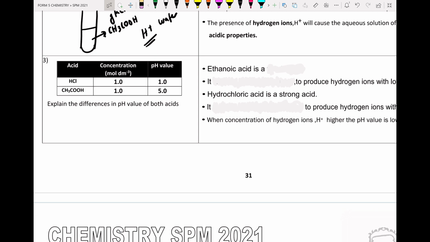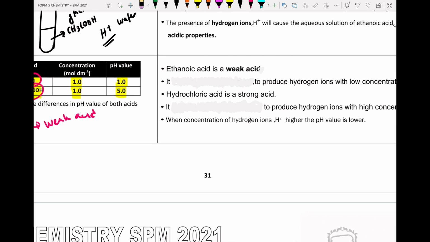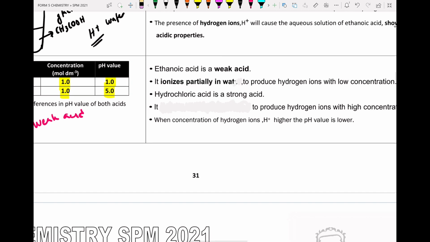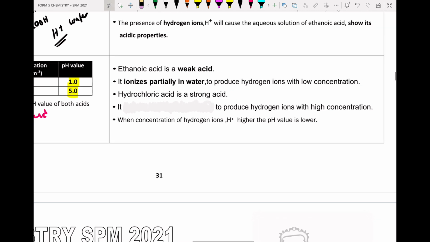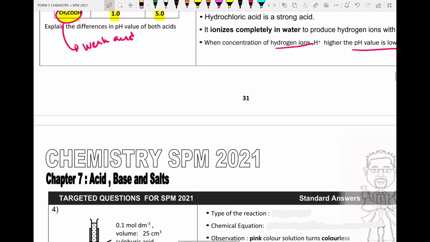Next one, why is the pH value of two different acids, hydrochloric acid and ethanoic acid, with the same concentration totally different? Because this acid is known as a strong acid, and ethanoic acid is known as a weak acid. So how to answer this one? Ethanoic acid is a weak acid. It will ionize partially in water to produce a lower concentration of hydrogen ions. Hydrochloric acid is a strong acid. It will ionize completely in water to produce hydrogen ions with a high concentration. When the concentration of hydrogen ions is higher, the pH value is lower, indicating the acid is a strong acid.